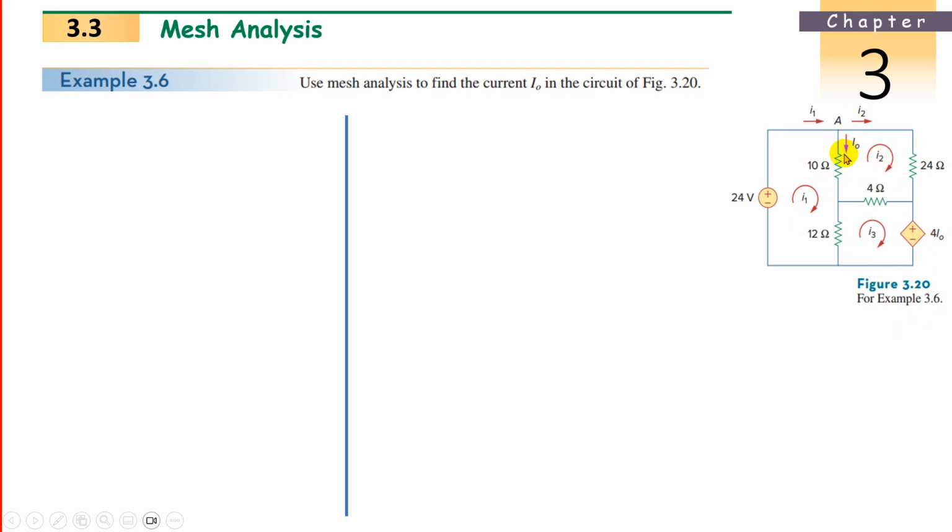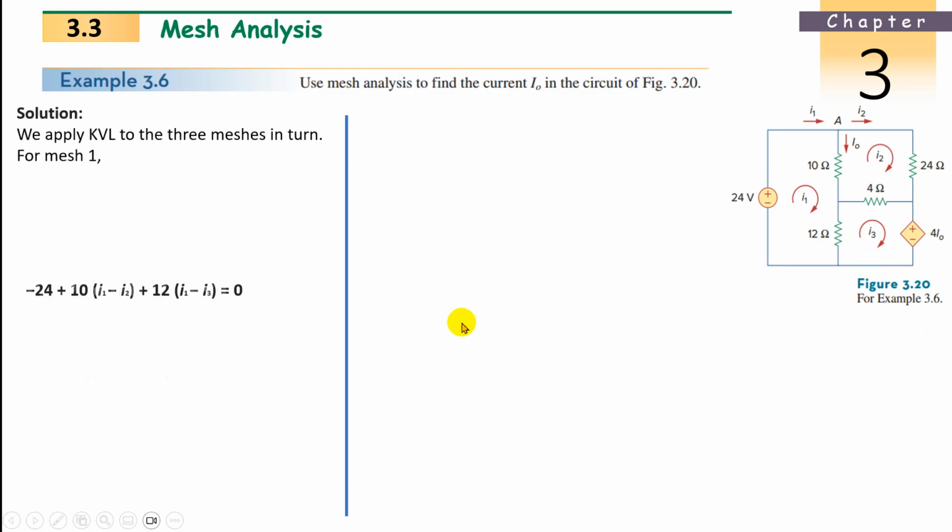Where is I0? Here, only in this branch. Don't think about the I3 here. I3 is not dependent there. If whole length, okay, you are correct. But when the 4 ohm resistance is not there, then it is a whole. So now check here once again what we discussed.